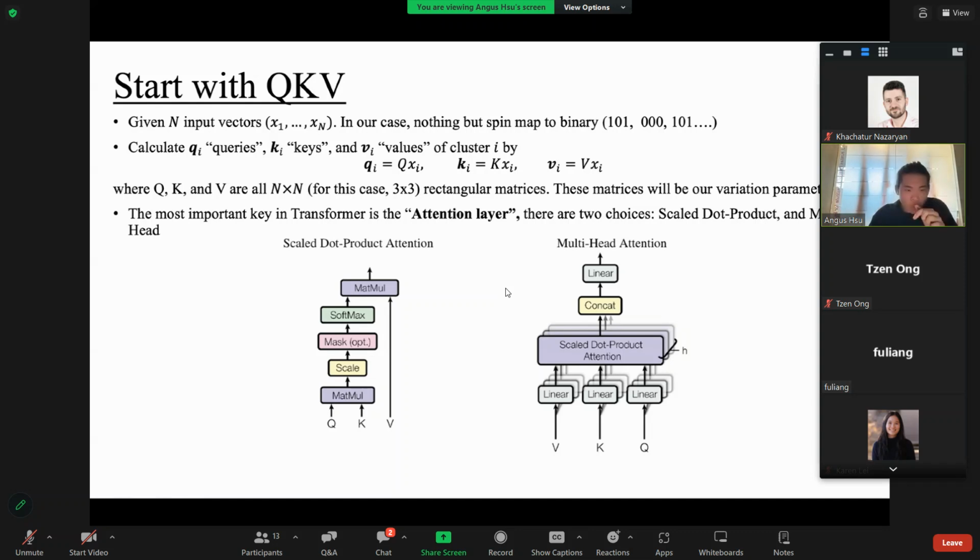These are the variational parameters that you keep varying, and that will give you the lowest ground state energy. All right. So what makes the transformer different is the attention layer. The attention layer has two choices. The first one is scaled dot product attention.